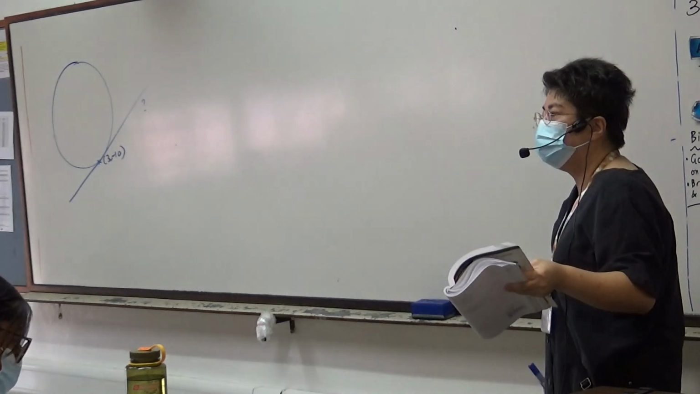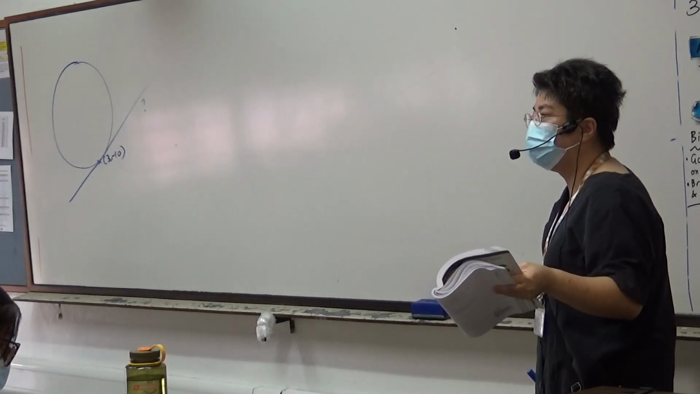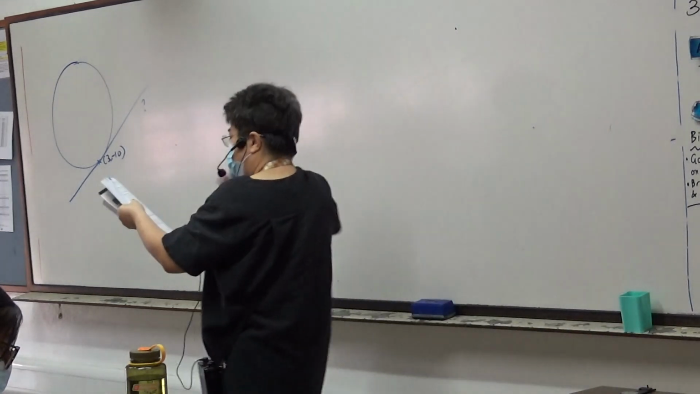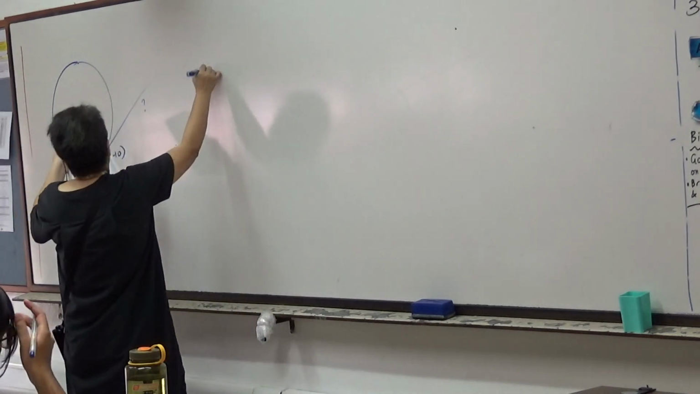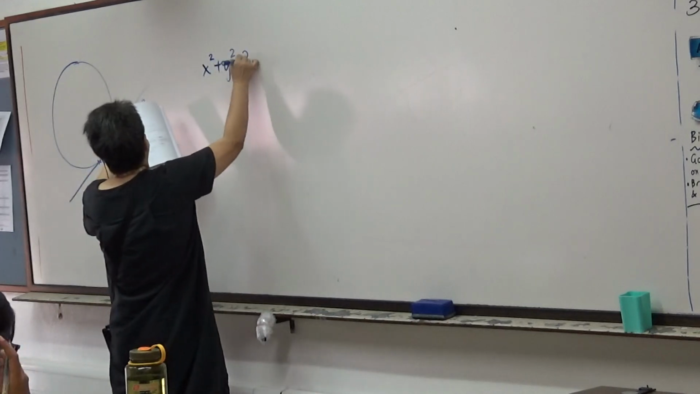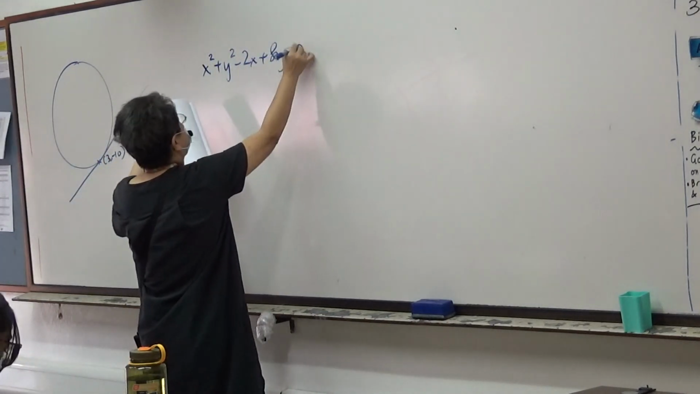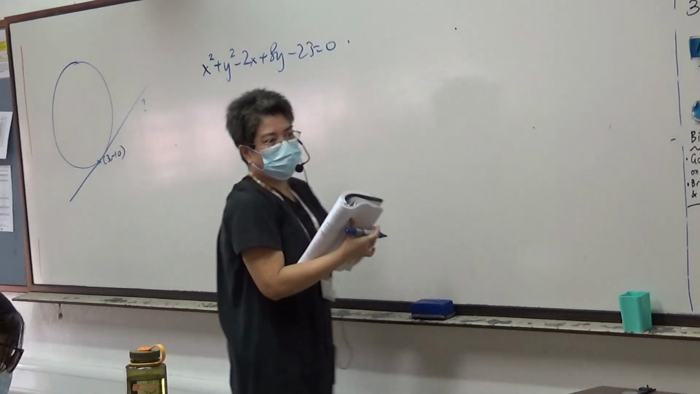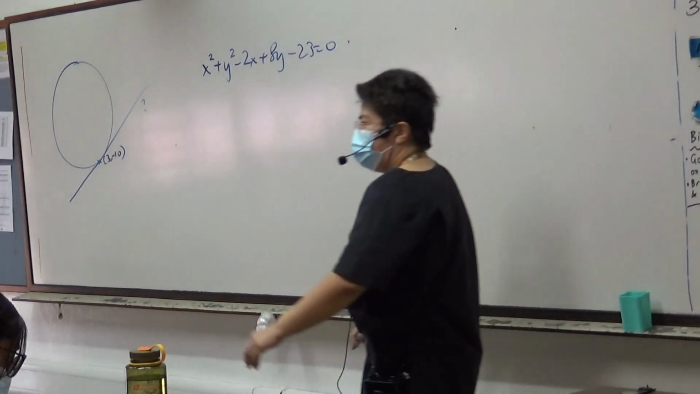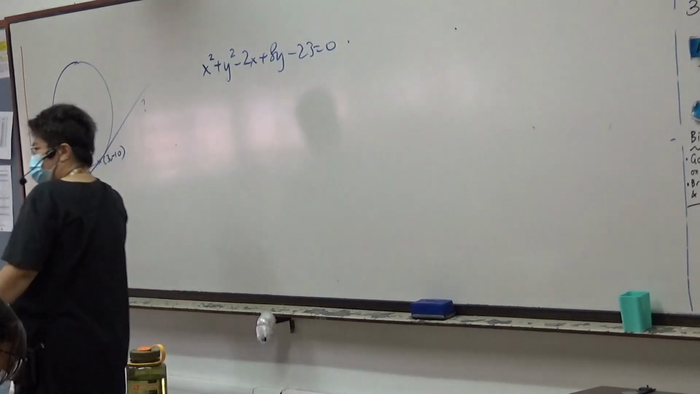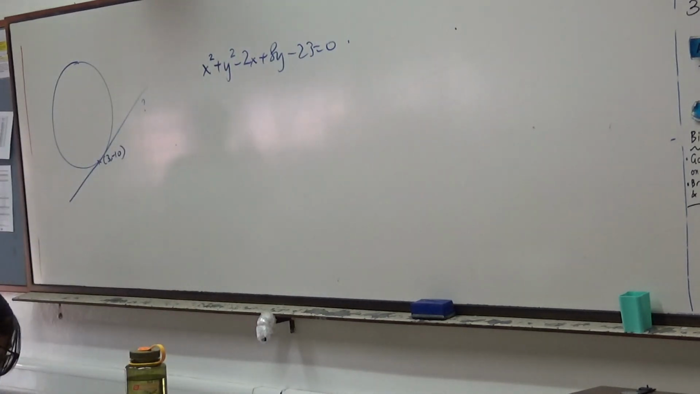Everybody clear with what I'm saying here? Yeah? Okay, good. So find the equation of the tangent. x squared plus y squared minus 2x plus 8y minus 23 equals 0. What do you think I need to find first? Can you suggest to me? I find F and G first, right? The center first. Okay.